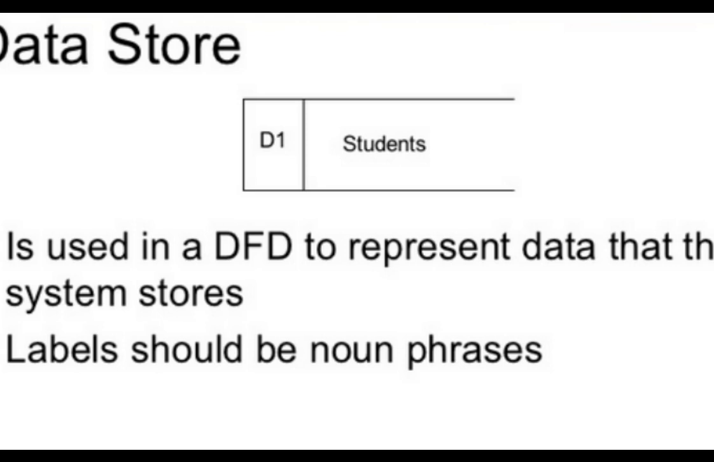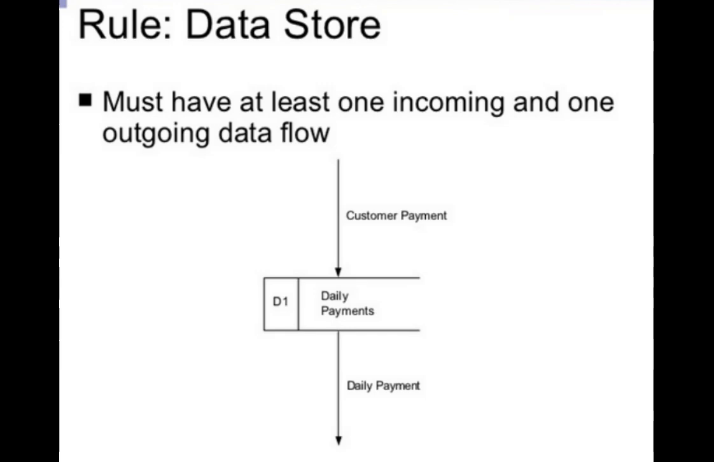Now the data store symbol is used in a data flow diagram to represent the data that the system stores. The label of the data store should be a noun phrase. Whenever we draw a data store, there must be at least one incoming and one outgoing data flow. The concept is that the data which is to be stored should not be a waste of data.